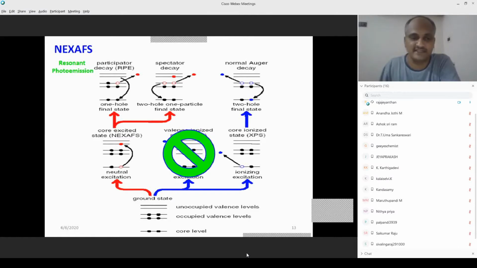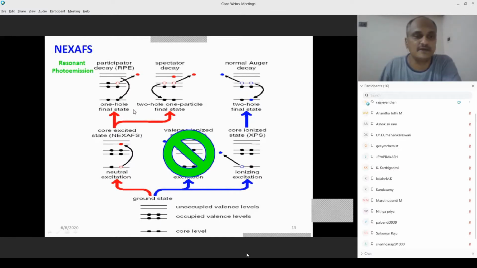We are interested only in the NEXAFS, which is a neutral excitation. But even after neutral excitation, there will be two types of autoionization that take place. One type is called participator decay, and another one is called spectator decay.